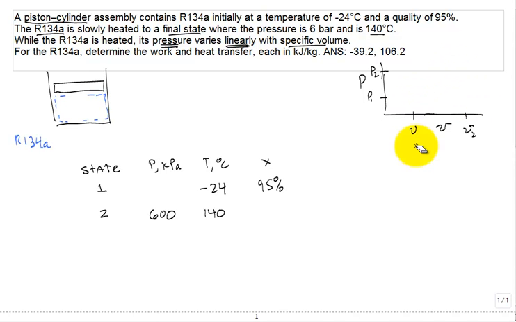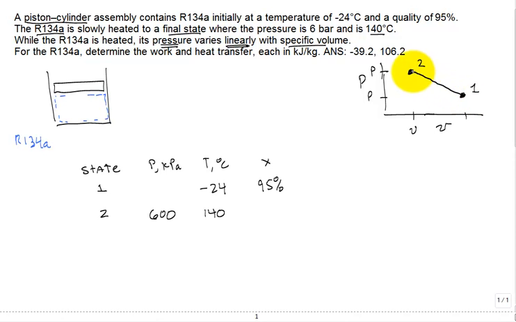So maybe I switch, and say that state 1 might be out here and state 2 may be right there. So this would be state 1 and state 2, and as the pressure goes up, the system is being compressed. The specific volume is decreasing. So V1, V2, this is P1, P2. Either way, that's what it means that it's linearly varying with the specific volume.